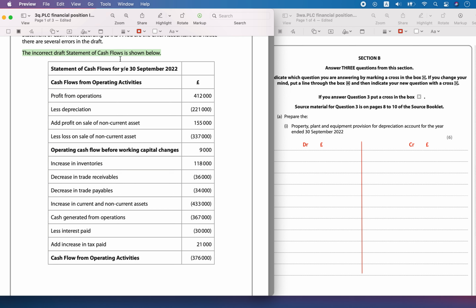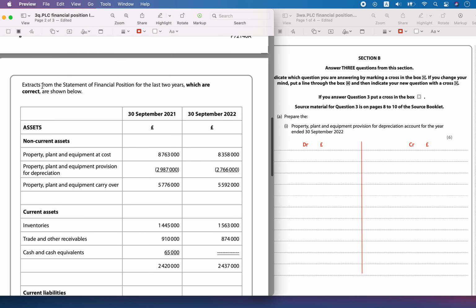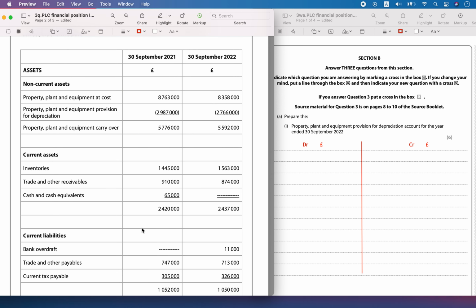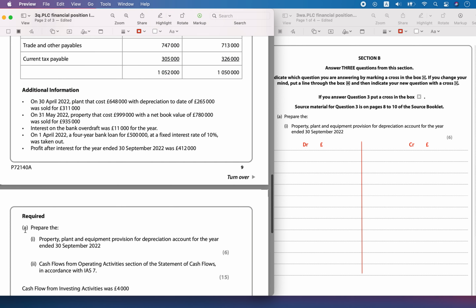The incorrect draft statement of cash flows is shown below. This is what has happened for the cash flow. So this is incorrect because there has been certain changes. Then the extract from the financial statement of position for the last 2 years which are correct is shown below. This is the extract. Now he says additional information has taken place and that's why you need to correct the above one.